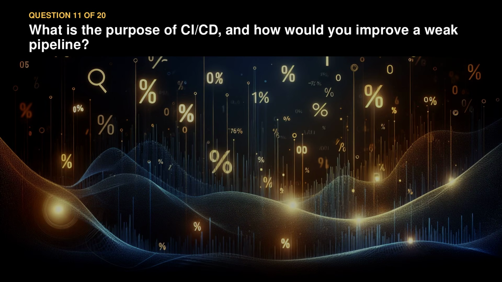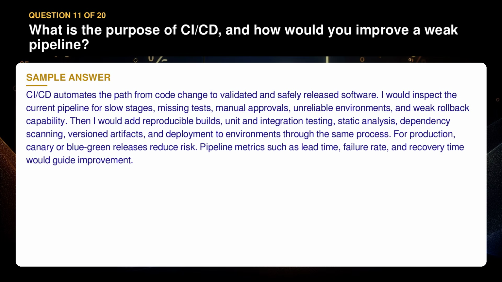Question 11. What is the purpose of CI/CD, and how would you improve a weak pipeline? CI/CD automates the path from code change to validated and safely released software. I would inspect the current pipeline for slow stages, missing tests, manual approvals, unreliable environments, and weak rollback capability.